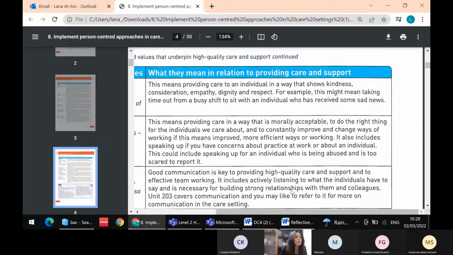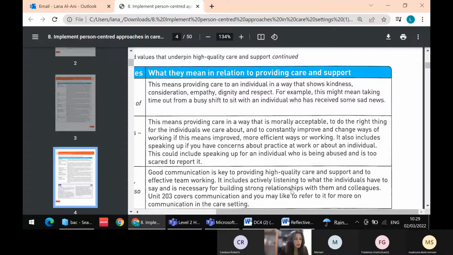So if I'm doing something for the client, the way I do it, we have it in a care plan, but I can see this is not fit for this client. So what I should do, I should improve my way, change my working way, and become more efficient to work with the specific client.